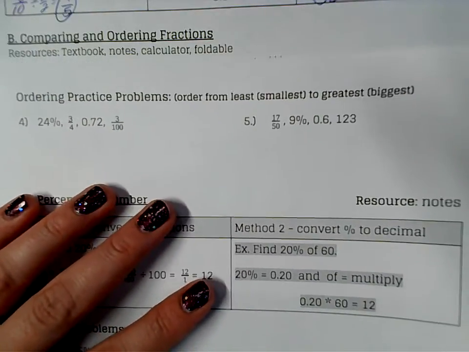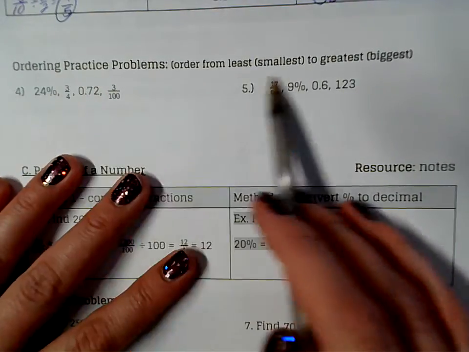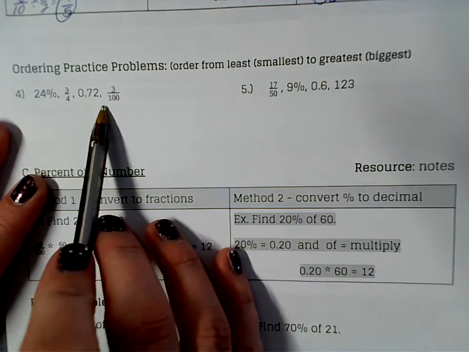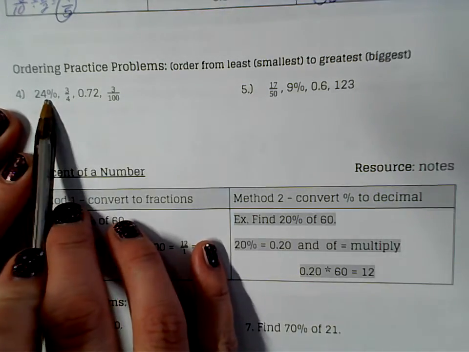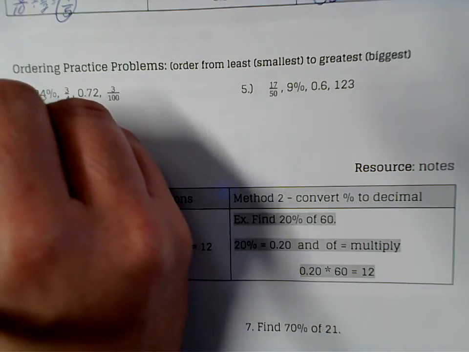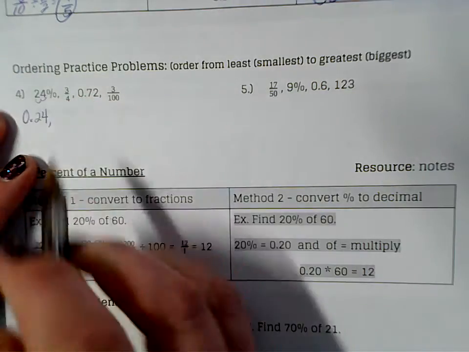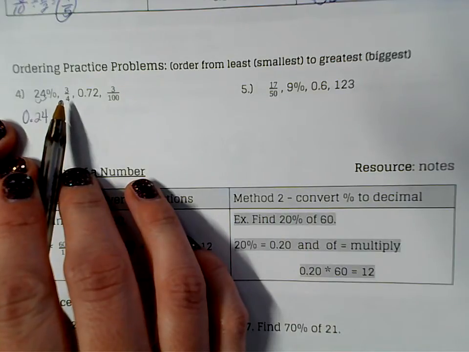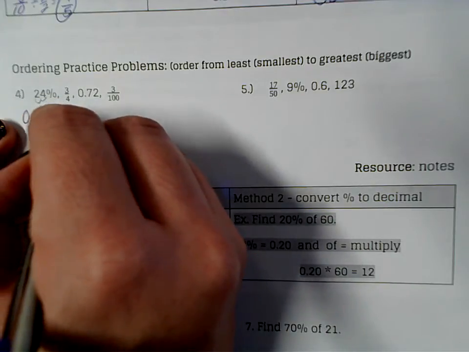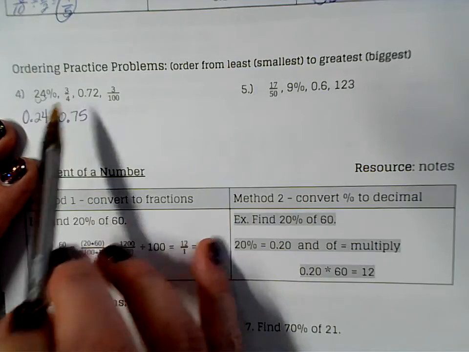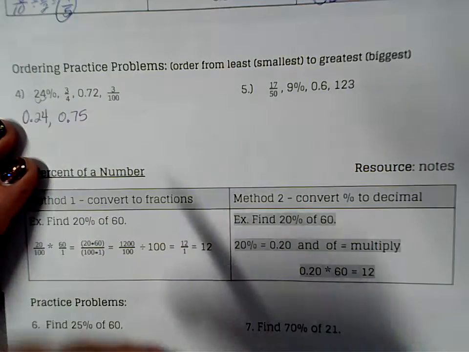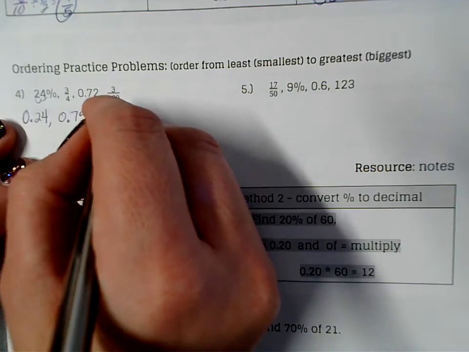All right, next page is number 4, ordering from least to greatest. Change these all to be the same form, whether it's all decimals, fractions, or percents. I'm going to change them all to be decimals. 24%, I move the decimal twice to the left. That's 24 hundredths. 3/4 is 75 cents, so that's 0.75. Or you could times each of these by 25 to get a denominator of 100, and 3 times 25 is 75 hundredths. The next one's already a decimal.